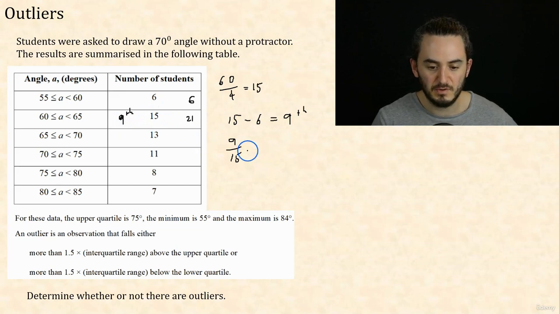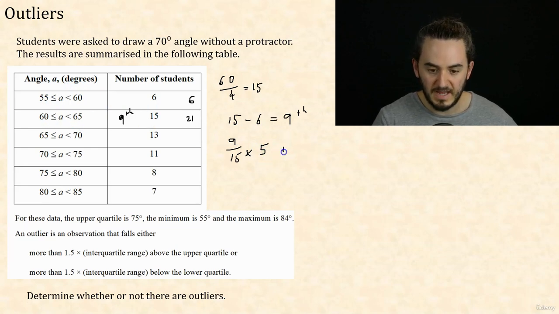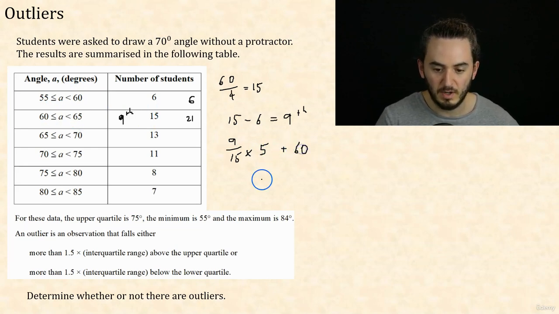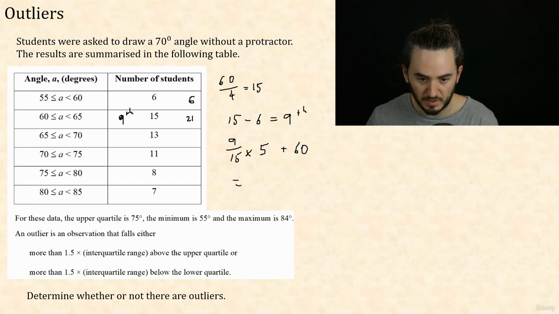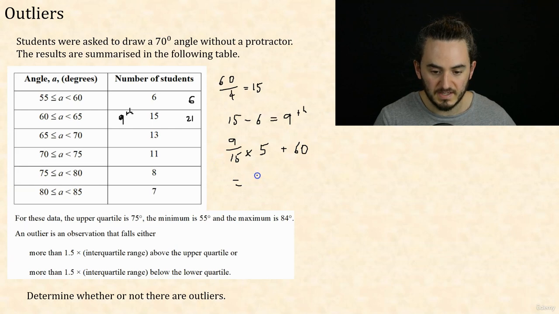So that's the fraction of the way into the group we go. The group has a width of 5 because it goes from 60 degrees to 65 degrees. And then we add this to the lower bound to see what our lower quartile angle is. So what is that? Well, we'll do that on the calculator. 9/15 times 5 plus 60 is 63. So 63 is our estimated lower quartile.